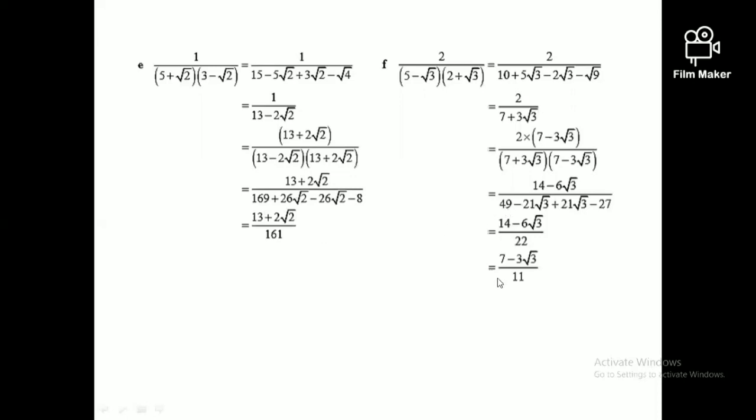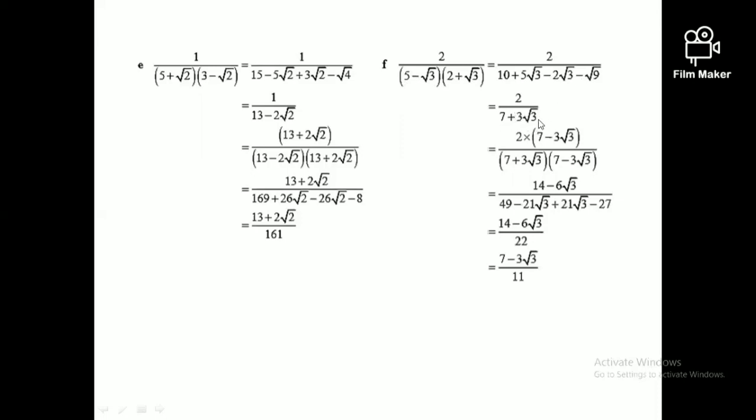In this question, what you need to do is 2 divided by (5 minus root 3)(2 plus root 3). First, we will expand the brackets. 5 into 2 is 10. 5 into root 3 is 5 root 3. Minus root 3 into 2 is minus 2 root 3. Minus root 3 into plus root 3 is minus root 9. What is the value of root 9? It's 3. 10 minus 3 is 7. 5 root 3 minus 2 root 3 is 3 root 3.